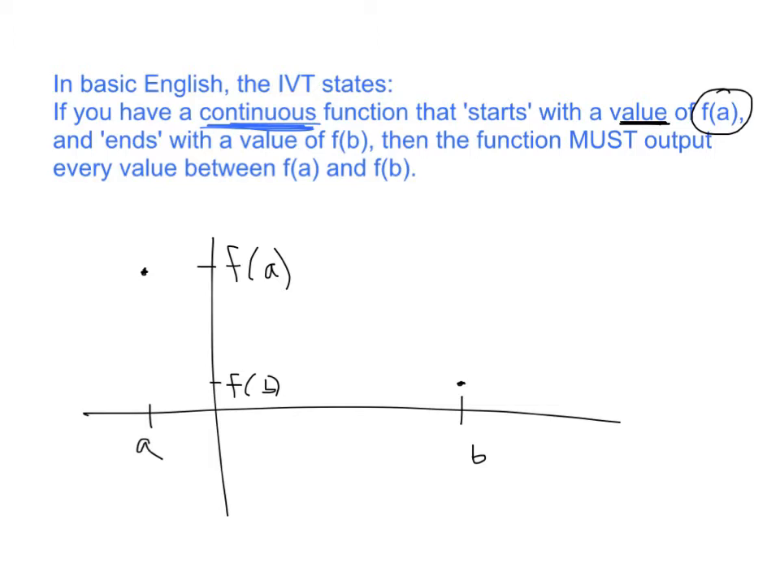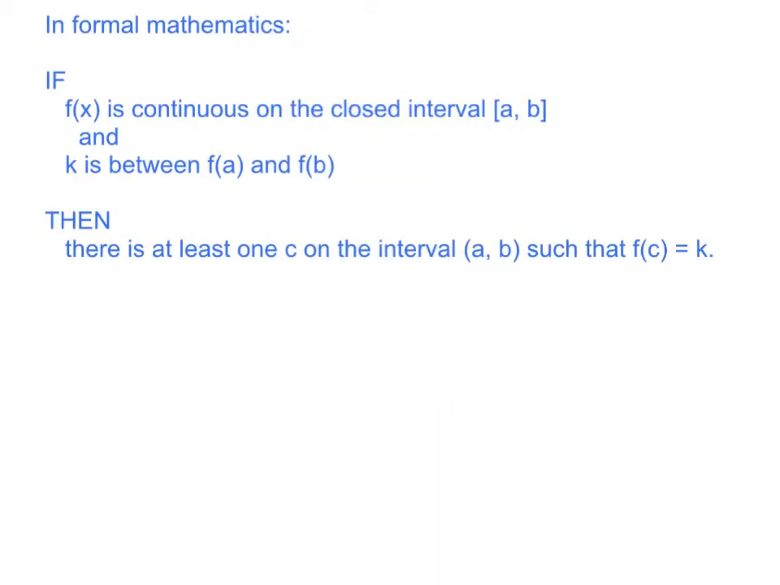And so, just as an example, suppose that f of b was 1 and f of a was 7. That means this function has to have output 2 and 3 and pi and 4 and 5 and 6 and 6.7 and 6.8. It has to output all those values at least once for an input between a and b. That's what the intermediate value theorem says.